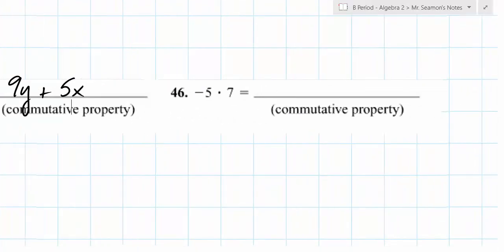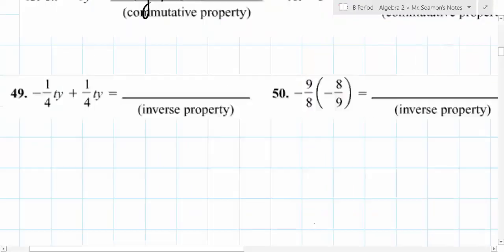So commutative property of multiplication, does it matter what order you multiply in? No. So in this case, you could change it to 7 times negative 5. I'm just putting it in parentheses to keep that minus sign away from the minus times. Commutative is the order of the operation.